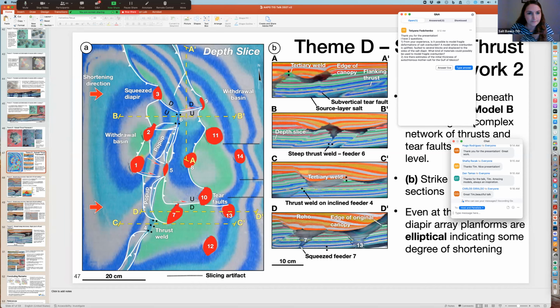Yeah, okay. And then final question, are there estimates of the initial thickness of autochthonous salt for the Gulf of Mexico?